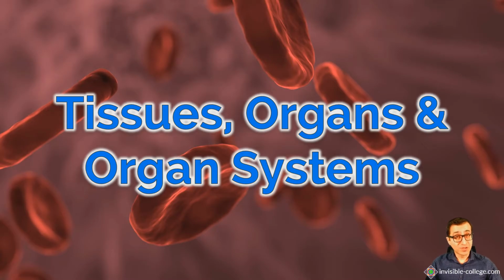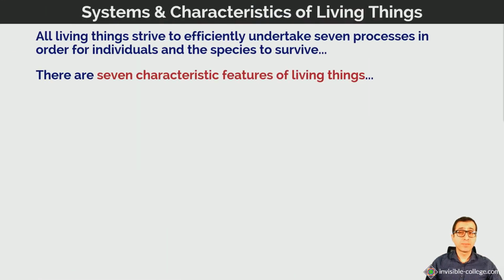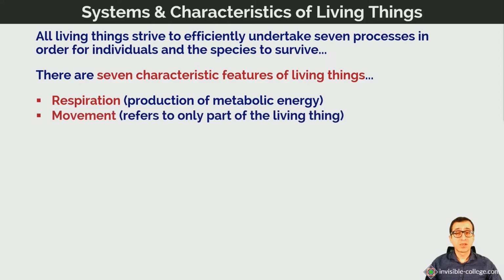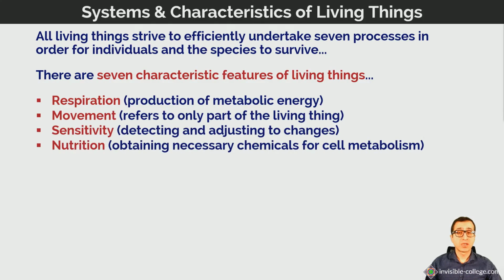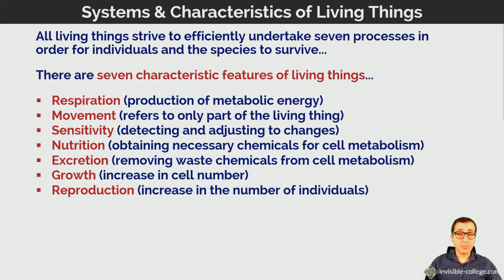Well, by almost universal agreement, biologists have chosen to define living things as those which can perform 7 characteristic functions. Now, these include the following: respiration, movement, sensitivity, nutrition, excretion, growth, reproduction. Now, all of these are characteristic of living things. That is to say that any living thing of any size or scale will perform these 7 characteristic functions.